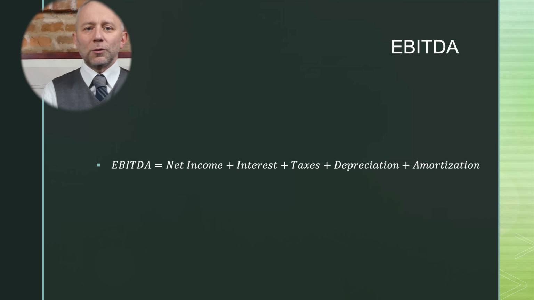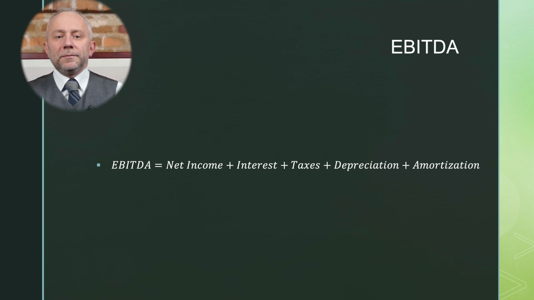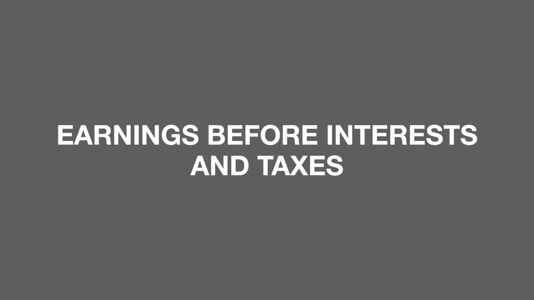How is it calculated? EBITDA equals net income plus interest plus taxes plus depreciation plus amortization. Now EBIT, earnings before interest and taxes. What does it measure?